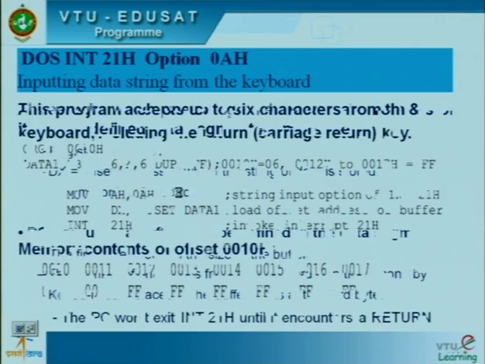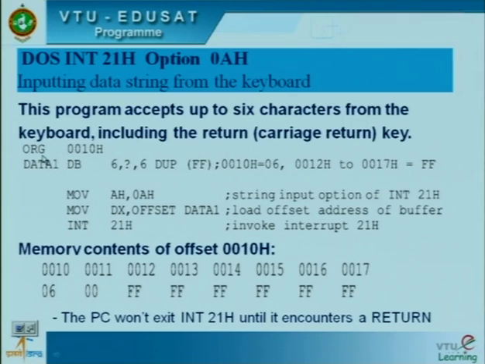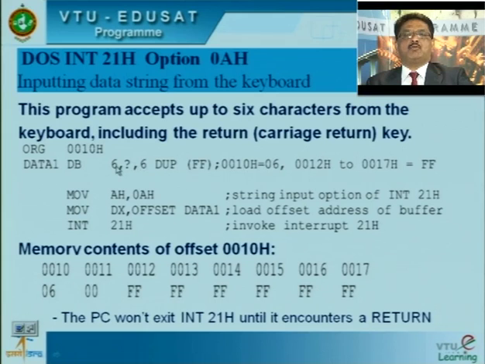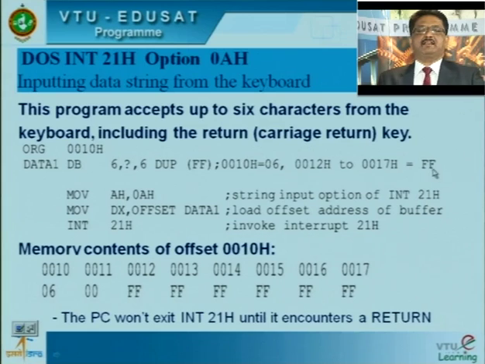Now I'll directly go to the program. So here is the program. I'm starting the program at a particular location. Data 1 is a label defined as byte. There are 6 locations, where the first location handles the count, and then I have duplicated 6 locations with FF. So at location 0010, the value will be 06, which is the count or the maximum length of this data buffer, and then from 12 to 17 I'll have FF. At 0011H I'll have a question mark, because I'll be storing the number of characters that I start filling up here.